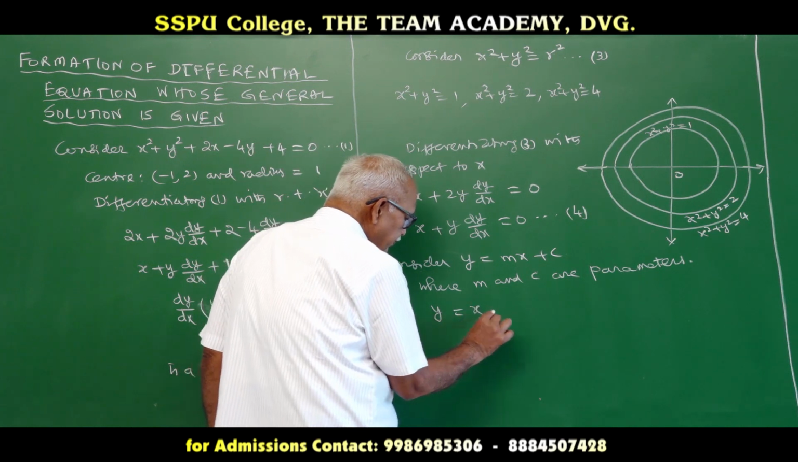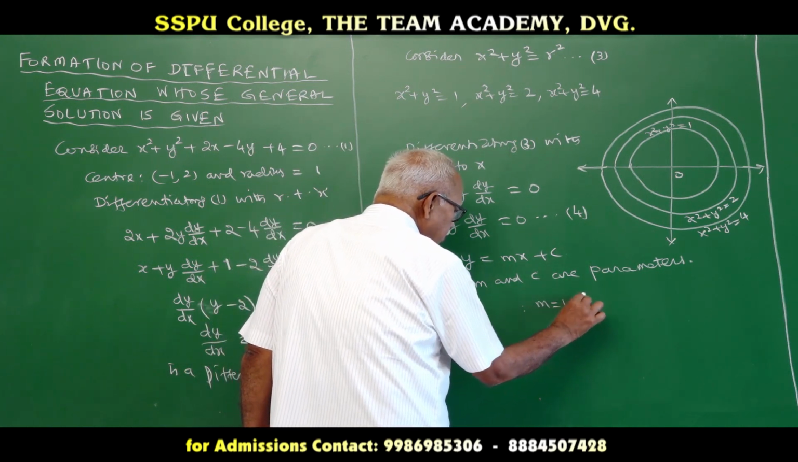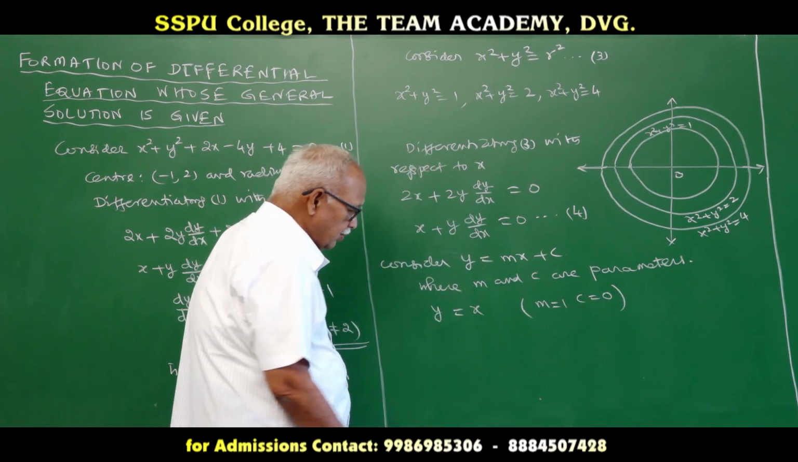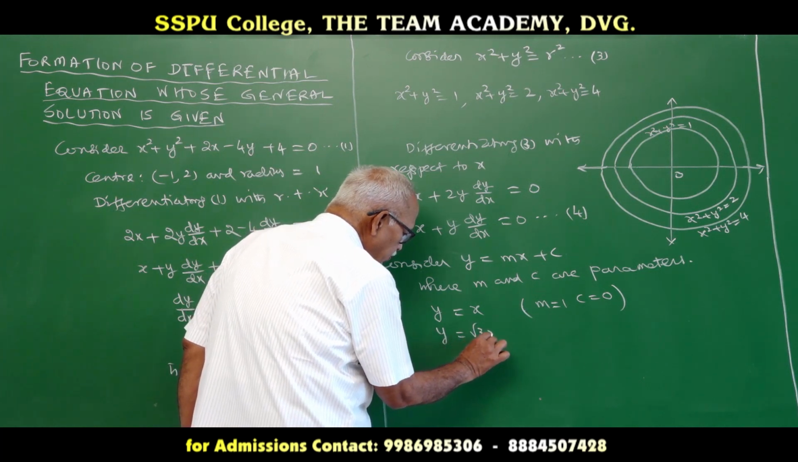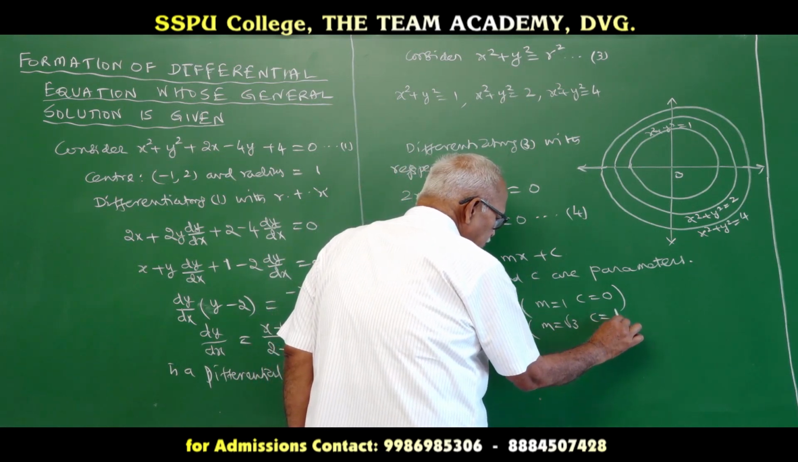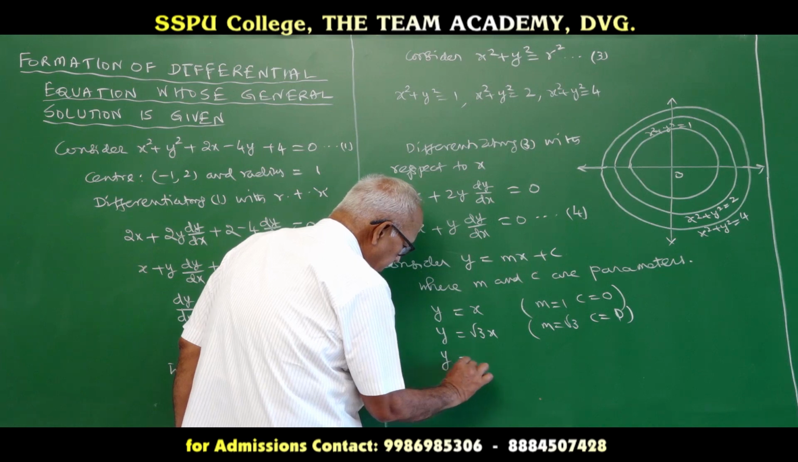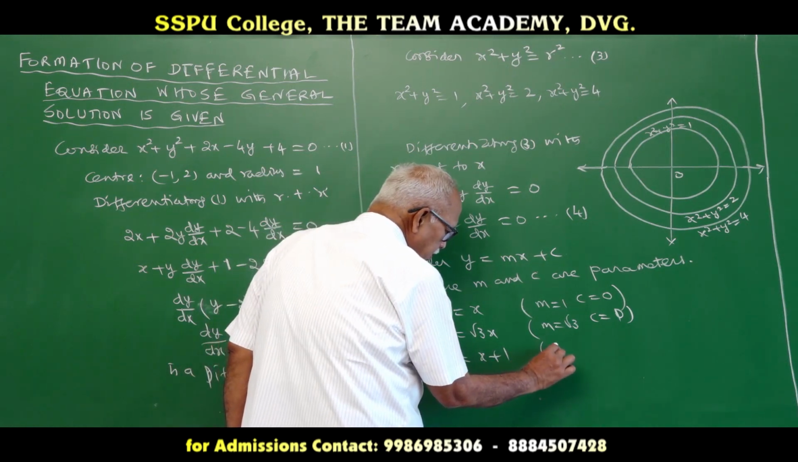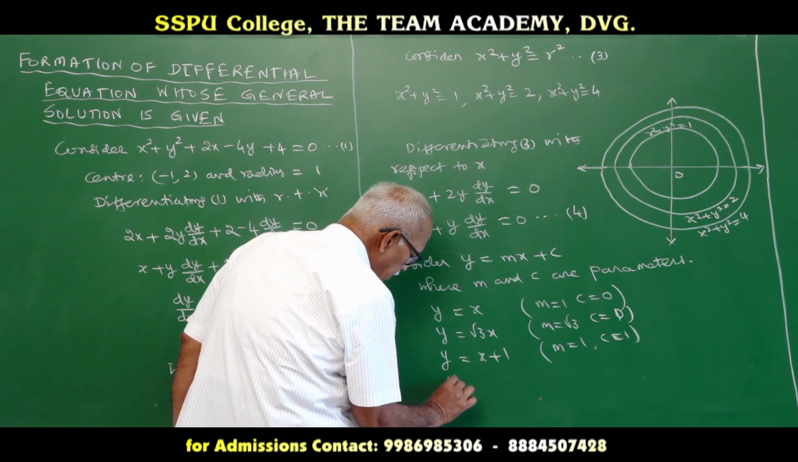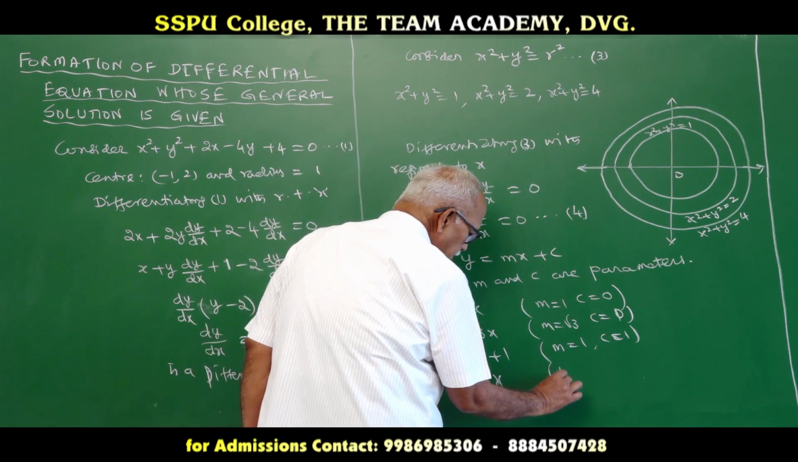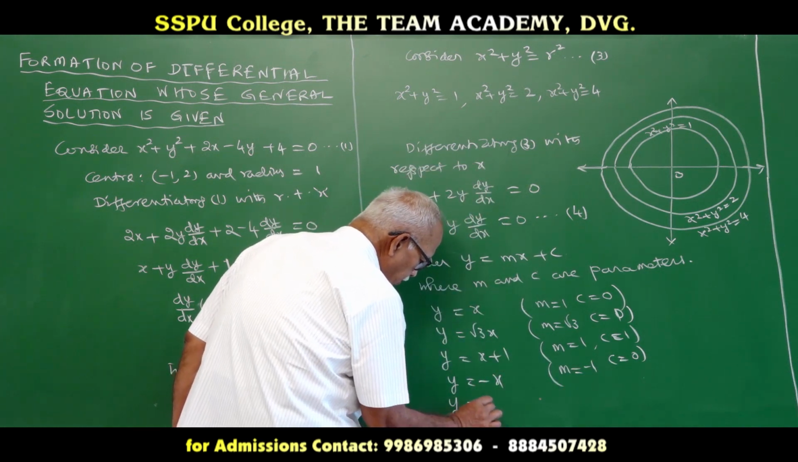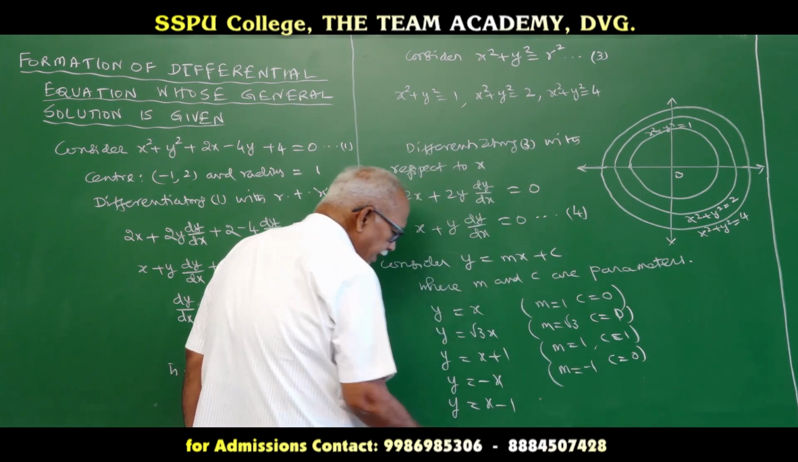Y is equal to x. For this, m is equal to 1 and c is equal to 0. Y is equal to root 3x. Here also, m is root 3, c is equal to 0. Now, let us take y is equal to x plus 1. M is equal to 1, c is also equal to 1. Let us take y is equal to minus x. M is equal to minus 1, but c is equal to 0. Y is equal to x minus 1.